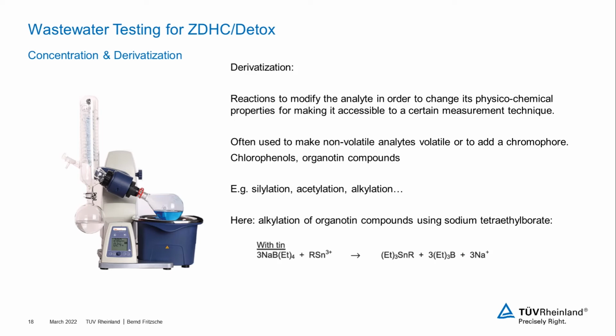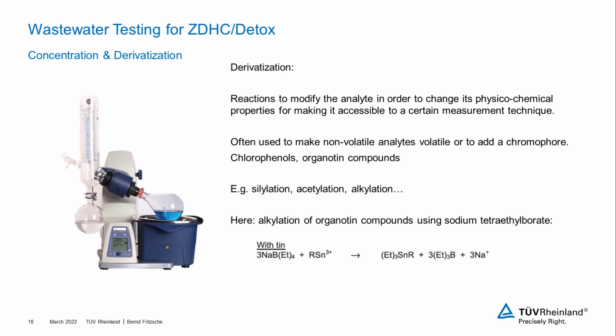We just saw 2 examples of extraction. Another step may be necessary, for example a derivatization. This could be used to make a non-volatile compound volatile, so it is accessible for analysis by GCMS. Other groups could be added as well, for example a chromophore, in order to give the molecule the property to absorb light at a certain wavelength and make it accessible to spectrometric methods.